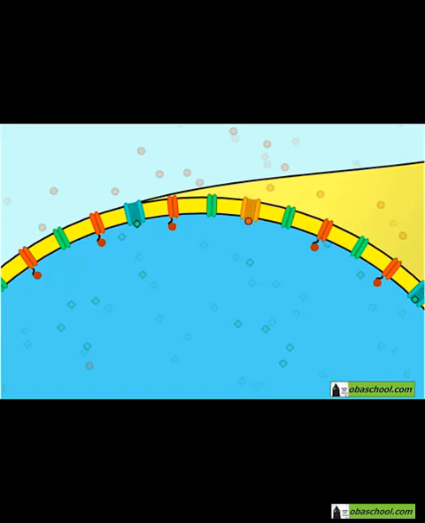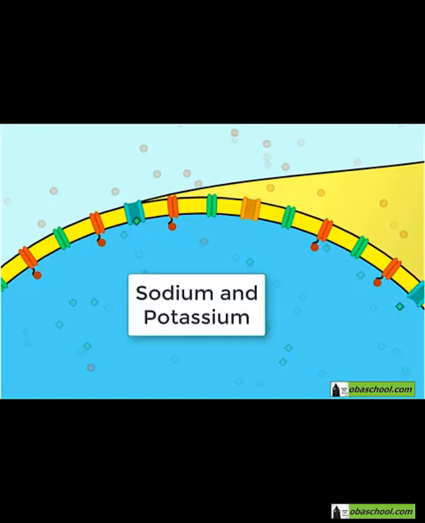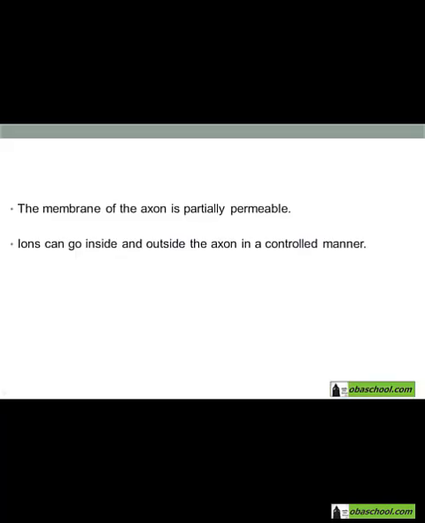In the case of the axon, these particles are ions. And when we talk about ions crossing the membrane of the axon, we specifically mean sodium and potassium. Ions can go inside and outside the axon in a controlled manner. When the axon is not conducting a nerve impulse, we say it is at rest.